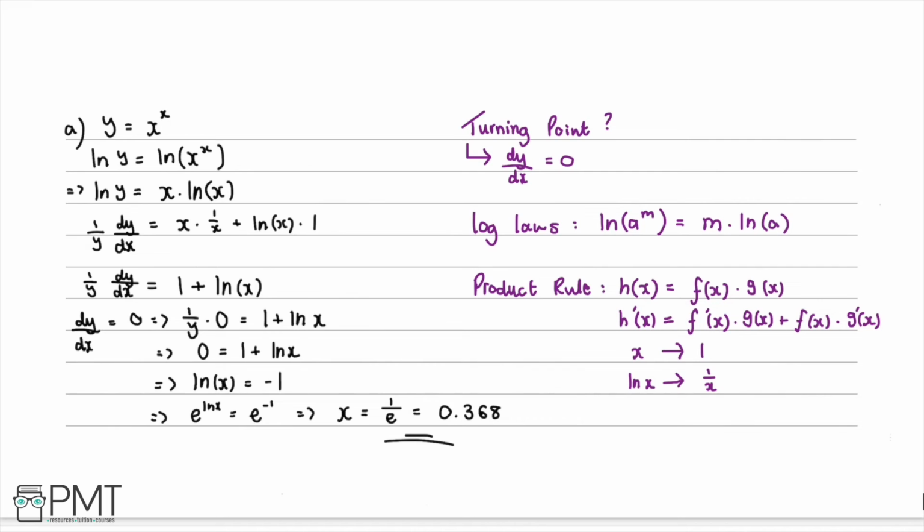So this question was worth 5 marks, and we receive our first mark for taking logarithms of both sides using the exponential log law to get to this stage here, where we had ln of y is equal to x multiplied by ln of x. We then received 2 marks for getting to the stage where we took the derivative of both sides, and that was saying that 1 over y multiplied by dy by dx is equal to 1 plus ln x. We then receive our 4th mark for manipulating this and setting it equal to 0 and getting to the stage where ln of x is equal to negative 1, and then we receive our 5th and final mark for coming to the correct conclusion and having the correct answer that x is equal to 0.368 or 1 over e.